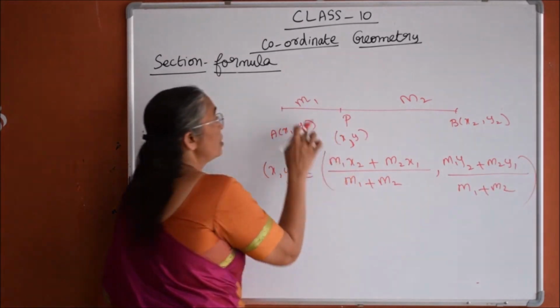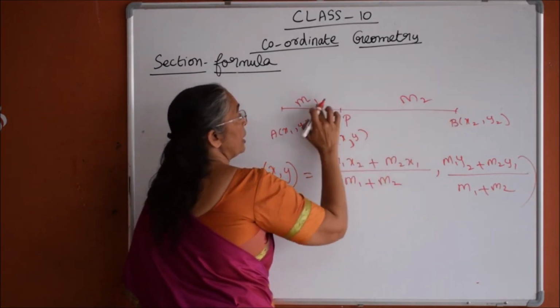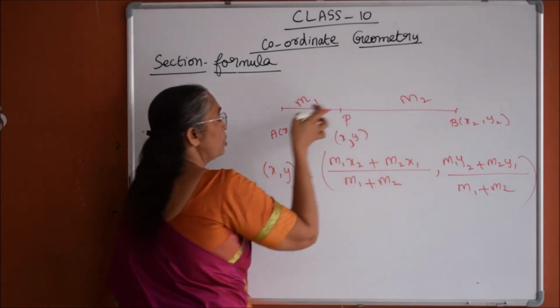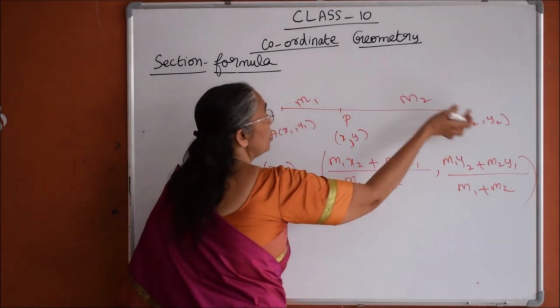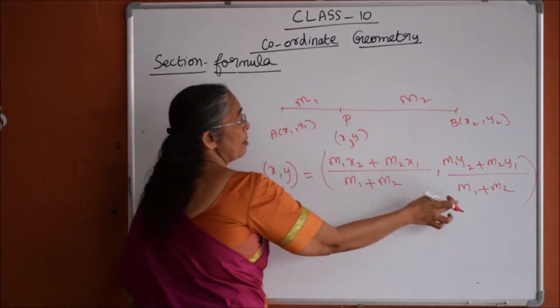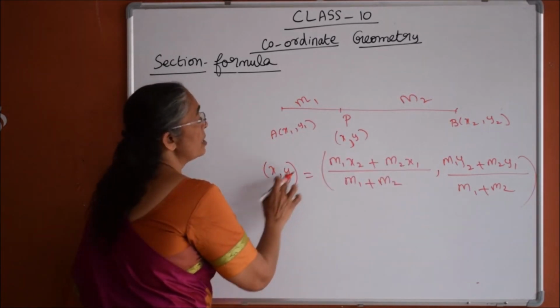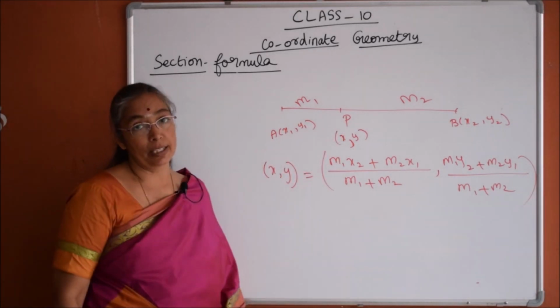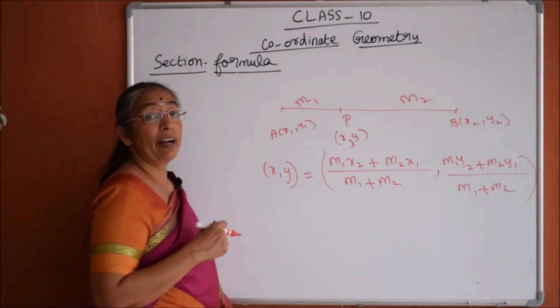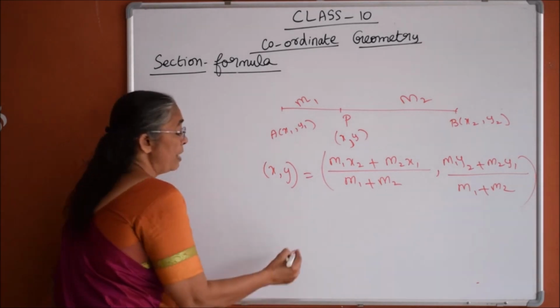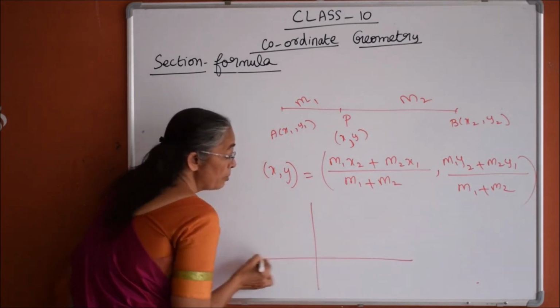How to remember? This ratio will go with that point: m1 x2 plus m2 x1 by m1 plus m2, m1 y2 plus m2 y1 by m1 plus m2. These are the x and y coordinates of the point P. How do we derive this? We derive this by using similar triangles.